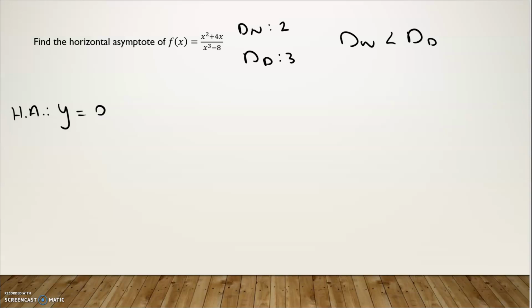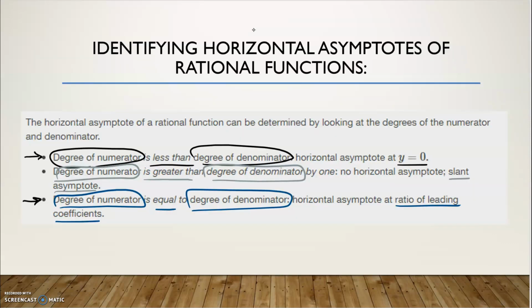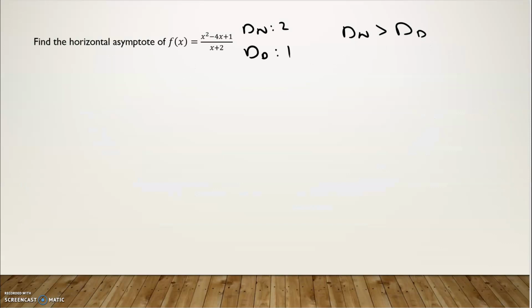Okay, now let's look at this one right here. The degree of the numerator is 2, and the degree of the denominator is 1. So the degree of the numerator is bigger than the degree of the denominator. That's this middle case right here, so there's no horizontal asymptote. What we have is a slant asymptote. So horizontal asymptote: none. Or you can say there's a slant asymptote.